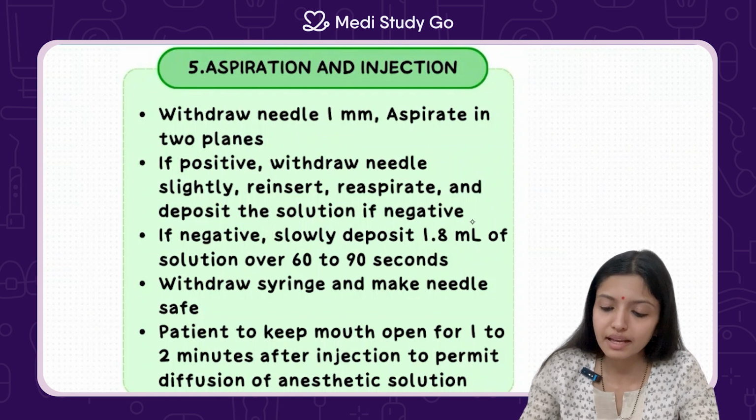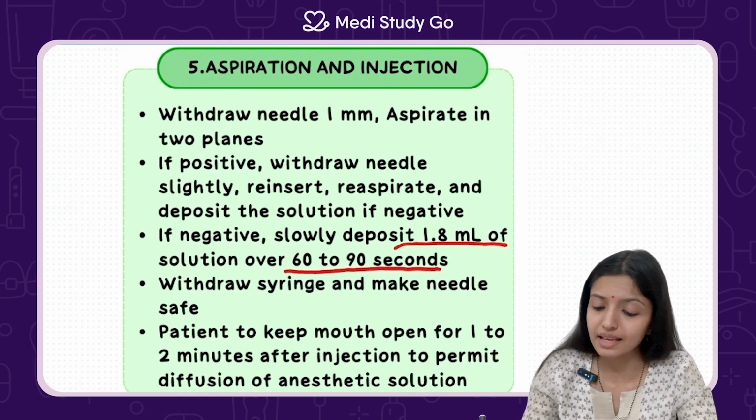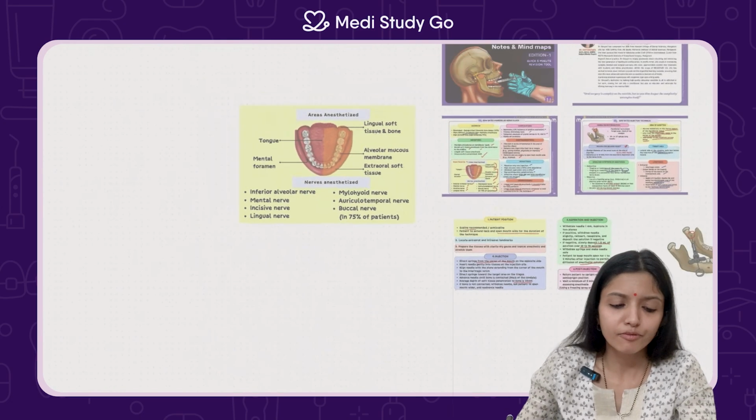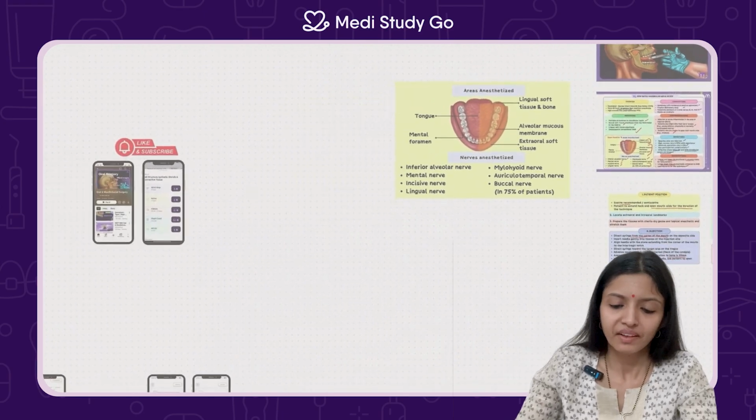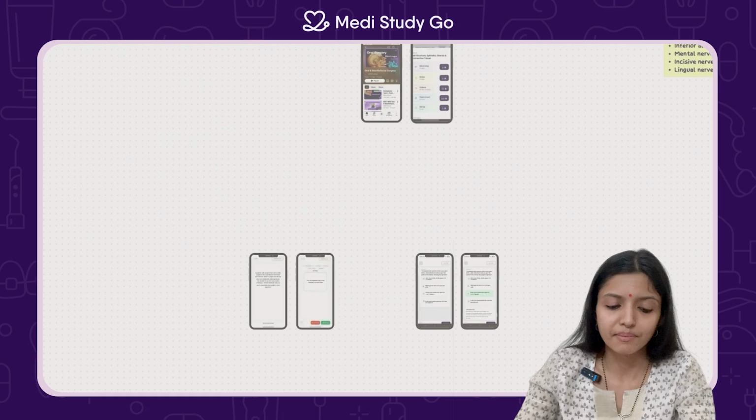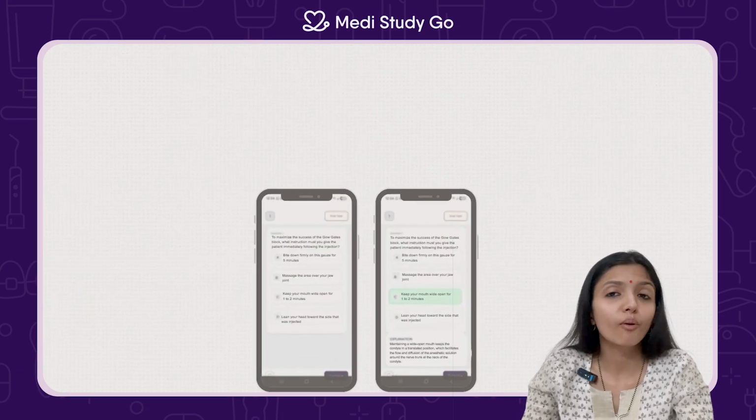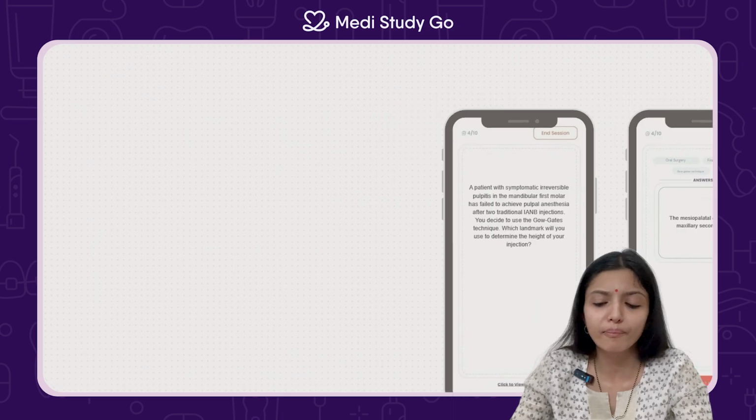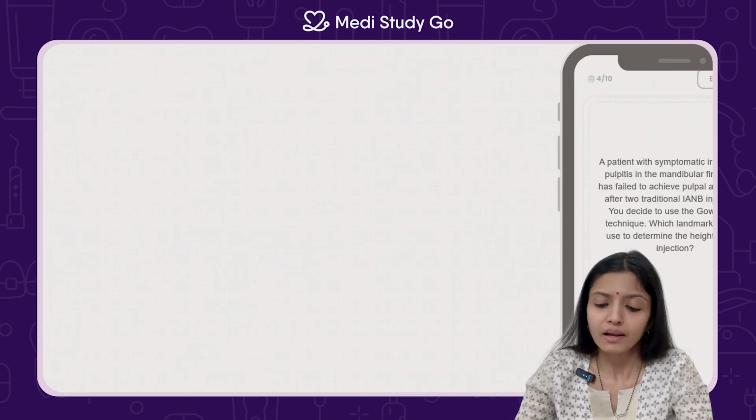When the aspiration is negative, you deposit 1.8 ml of solution over 60 to 90 seconds and make the patient wait for 5 minutes before you assess the anesthesia. And remember to ask for the subjective and objective signs and symptoms. So I hope that with today's lecture, it was clear how to give a proper Gow-Gates nerve block.